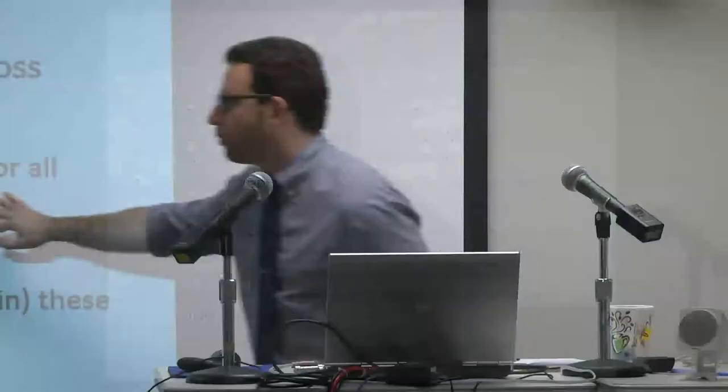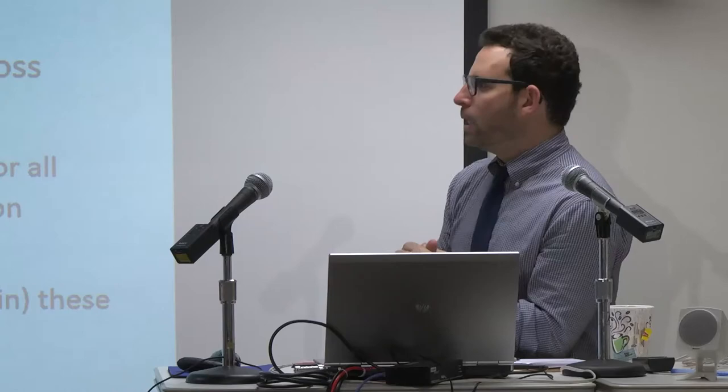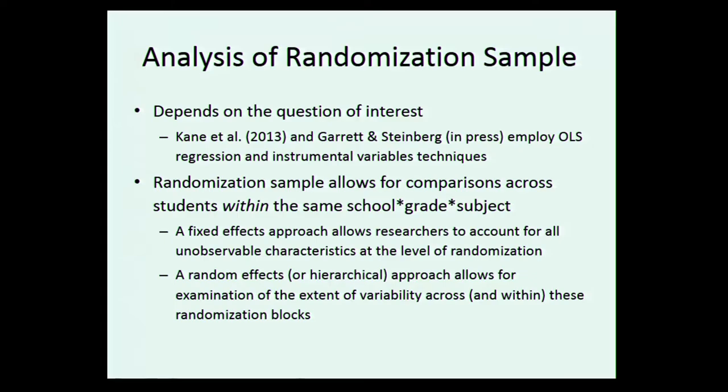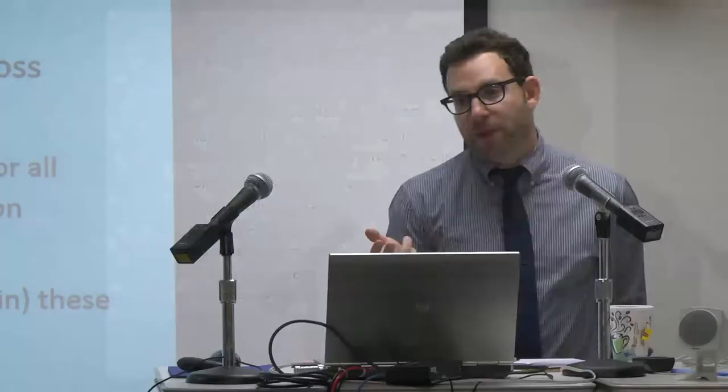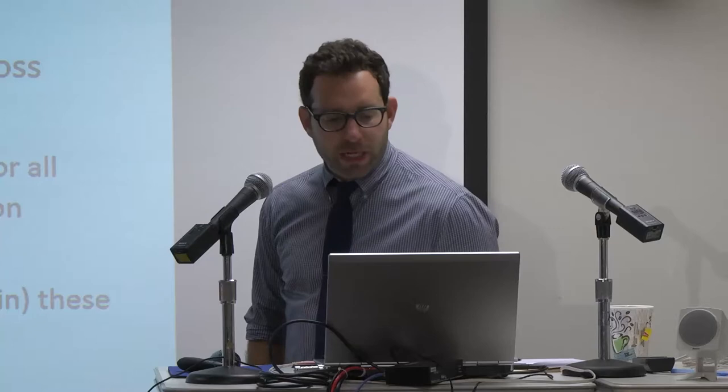So again, fixing all the unobserved things about the randomization block, just putting in a dummy variable for randomization block, is going to allow you to account for all things that are unobserved about that level of randomization, so that all comparisons are going to be made across units within the randomization block. So across classes within that randomization block.